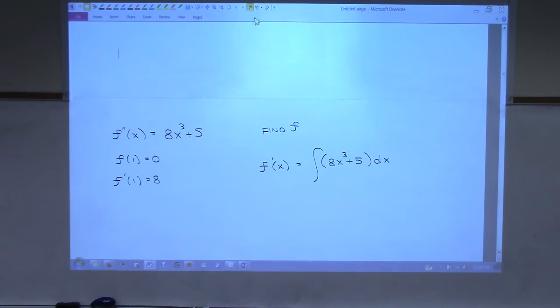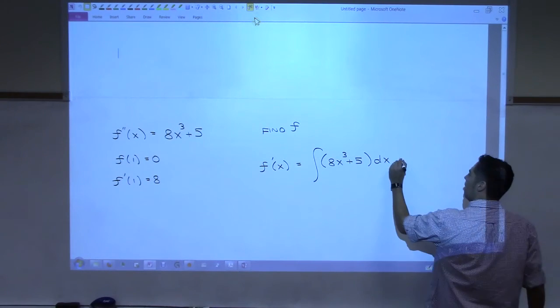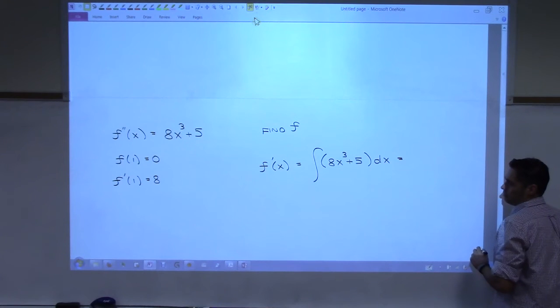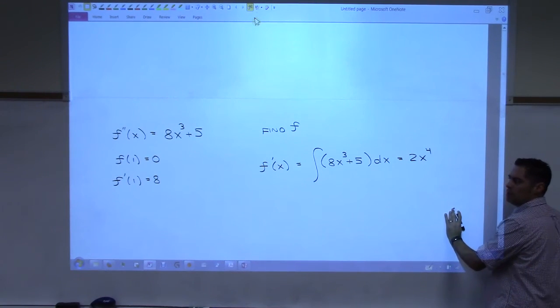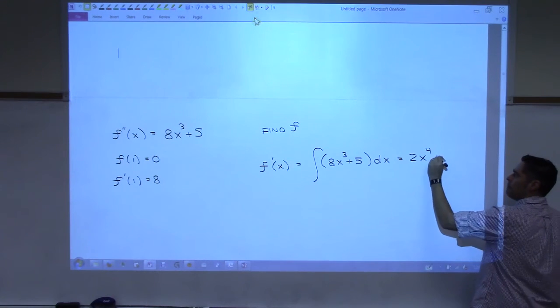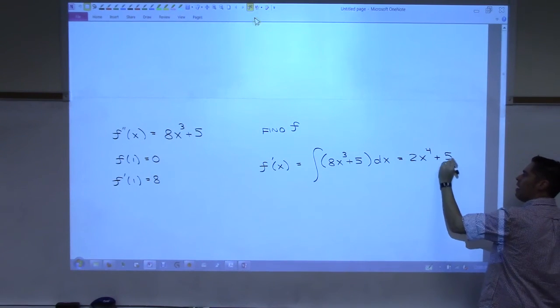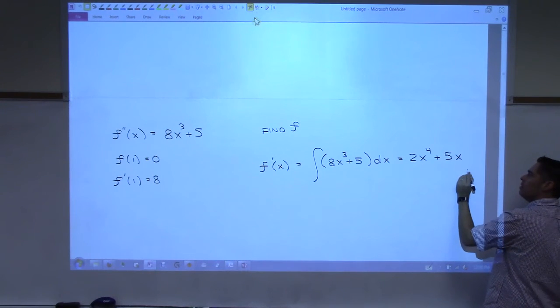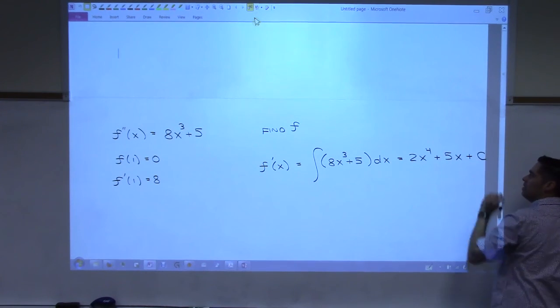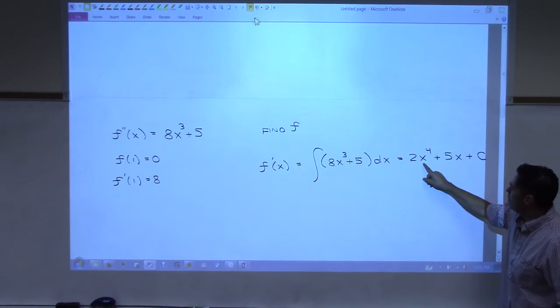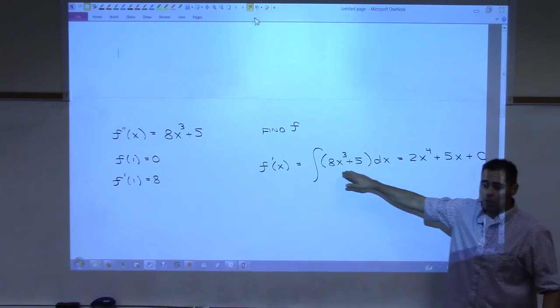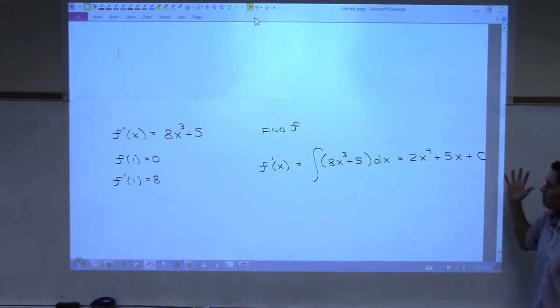And can you tell me what the antiderivative of that is? 8 times 1/4 x to the 4th, so 2x to the 4th, plus 5x plus c. And we'll do a quick check. What's the derivative of this? 8x cubed plus 5. Okay, good. So we've got the right thing, right? We're off by a constant.